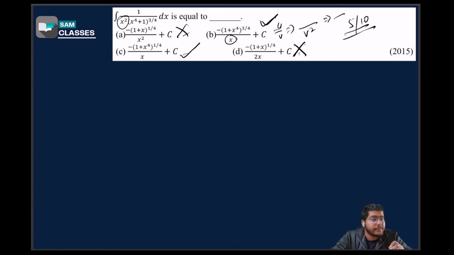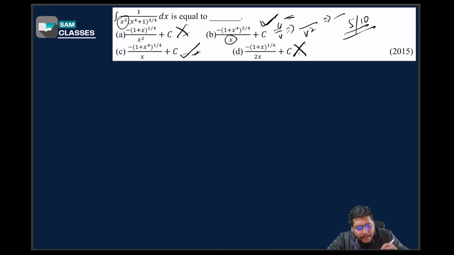Now, let's say somebody is very strong in differentiation. What can he do? He can go back and verify the answer. He can differentiate the options and get the answer. Now, he doesn't have to differentiate all 4. He has already eliminated the first 2. So what he can do is either differentiate this or differentiate this and get the answer. Okay. So let's see if I differentiate the C1, will I get the answer or not?